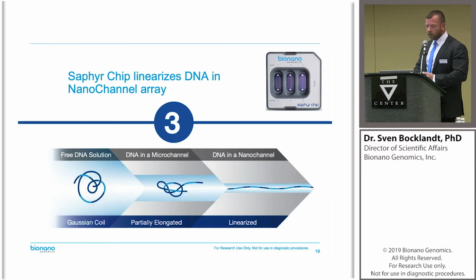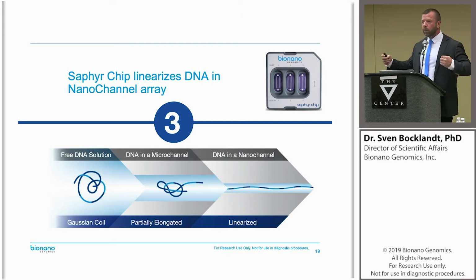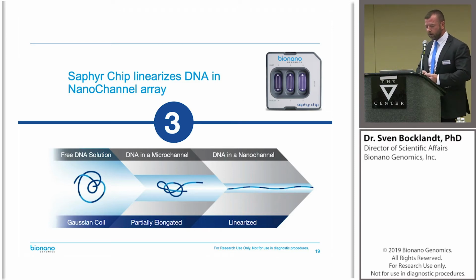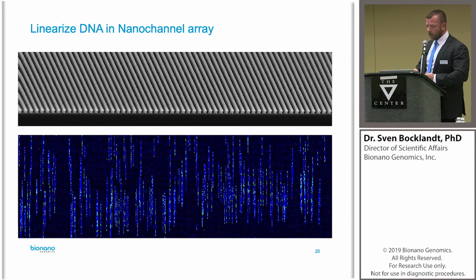And then we linearize all of this into our nanochannel arrays. These channels fit a single molecule of double-stranded DNA and stretch it out uniformly. And because of that uniform stretch, we can collect all the data that we need just by taking a picture. That picture tells us the distance between these labels, and we use that distance to call structural variants. It looks like this, and it's easy to see how each of these megabase-sized molecules sit in each of these channels on top.